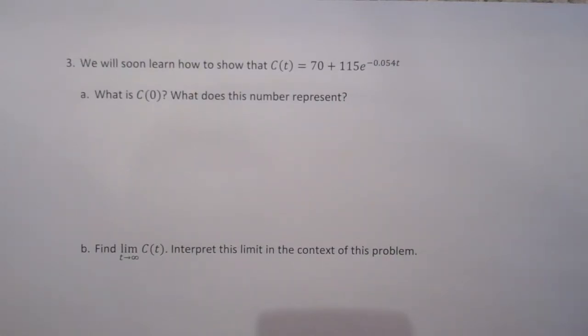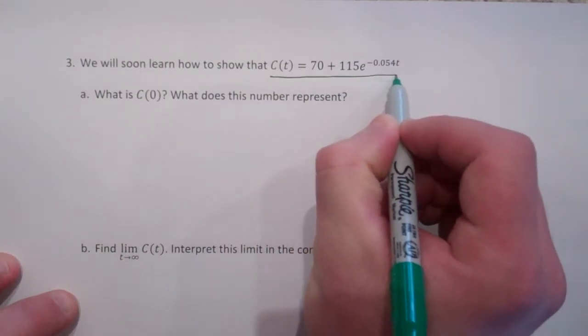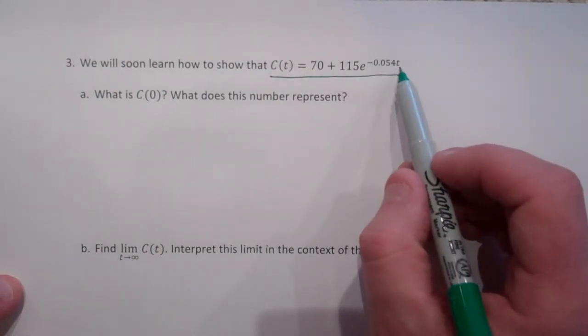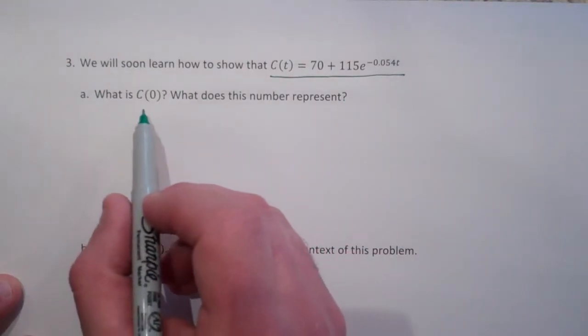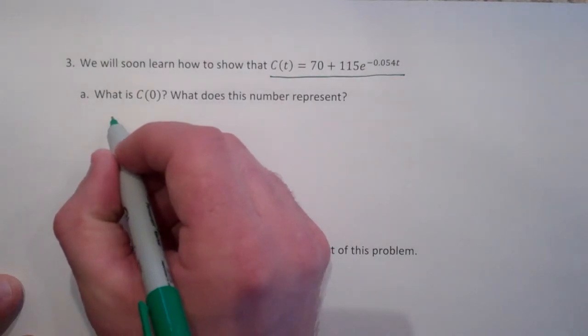In this example, we're given that C of t is equal to 70 plus 115 times e to the negative 0.054 t power. So this represents the temperature of the coffee, and our independent variable here is time. So let's see what C at 0 is, and then we'll answer the question, what does the number represent?